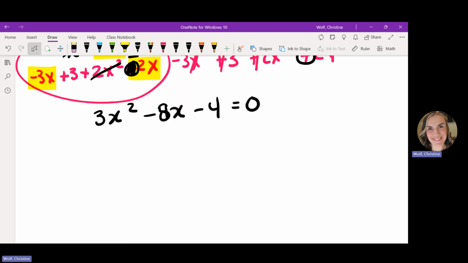Okay, I see a trinomial, I see a 3 in front, and I hope to God I can factor it with guess and check. Let me tell you, you can't. Or you can. No, you can't. I'm going to show you how I know.